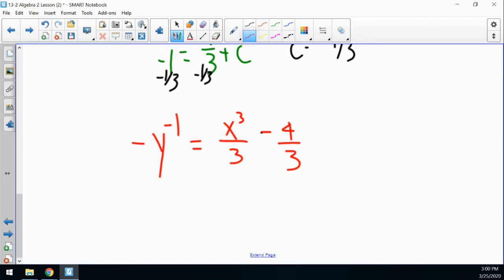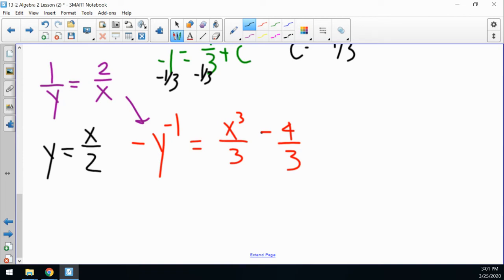Right now, we have y to the negative 1 power. It's not solved yet, right? So what we have to do is get that so it's not really 1 over y. And we've done this before. If you say 1 over y is equal to 2 over x, then y is equal to its reciprocal. We flip it, it'll be x over 2, right?